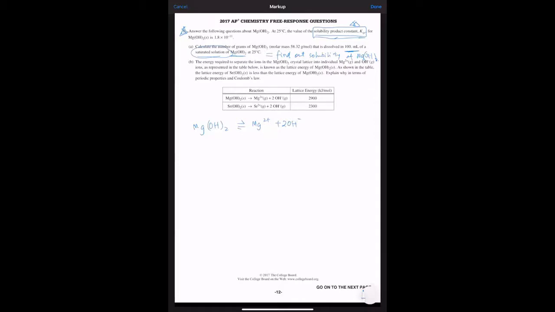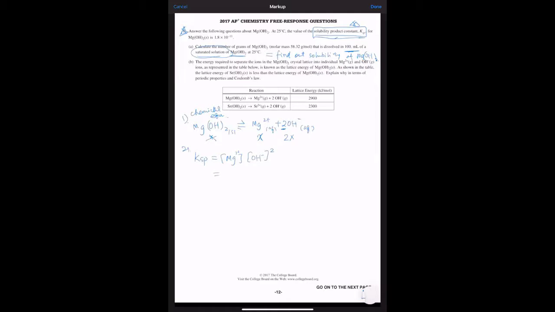We can assume the solubility of the compound is X. So this is X, and then we produce the same amount of the cation here, and also 2 times of the anion here. For the KSP, this is a solid, this is aqueous, this is aqueous. So the first step is to write the chemical equation, and the second step is to write the KSP. Make sure that the exponent equals the coefficient in front of each species. You don't include the solid here because it is in the solid form.